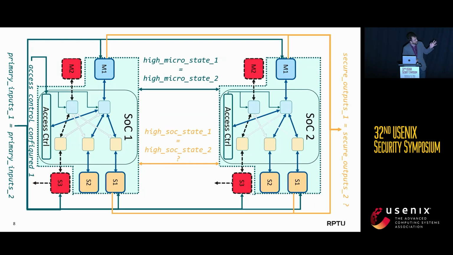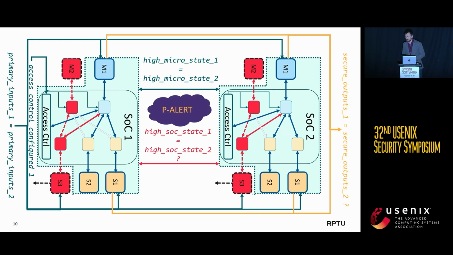Well, here's the miter model in the beginning of the property at t0, the initial time. The red color signifies the parts of the circuit that are different in the two instances. And now for some short interval k, we can get a counterexample from our formal tool, which says that some internal state of the high security domain has been affected. Not the visible behavior yet, but it is something that we call a P alert or a propagation alert.